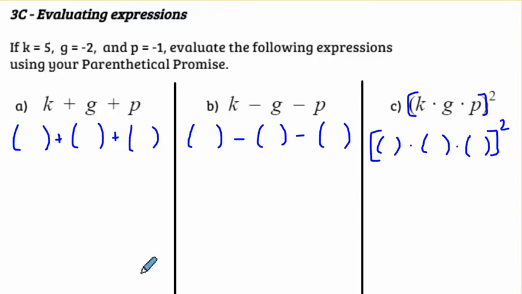All right, let's go ahead and put in our values. For K, we're going to have a 5. For G, we have a -2. And for P, we have a -1. This is going to be 5, -2, and -1. So this is what your sheet should look like.